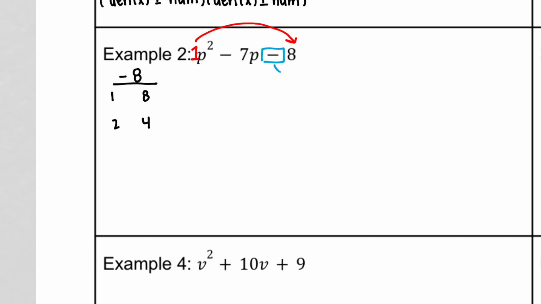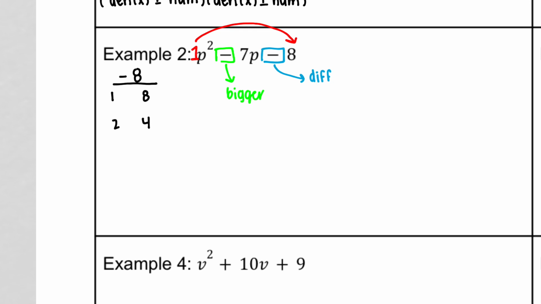Now we want to look at this last sign like we did last time. This is not a positive, so this tells me that we are going to have different signs. One will be positive, one will be negative. The easy trick though is that this middle sign will tell you what the bigger factor has. So I know that my signs are going to be different. I know that the bigger number is going to have a negative.